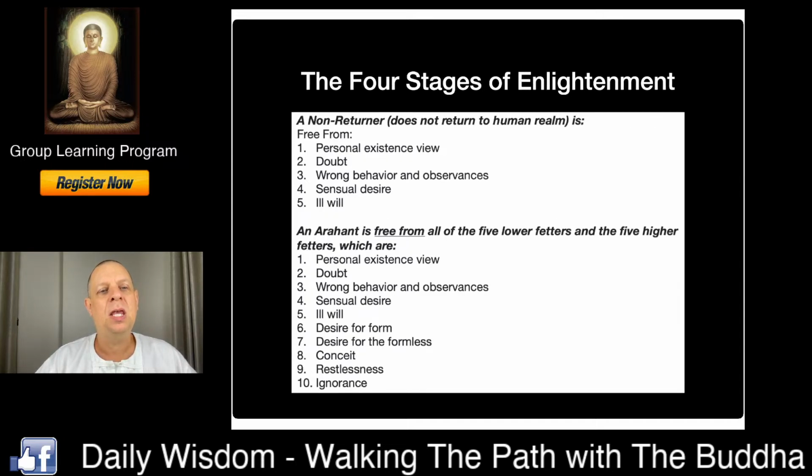Then the third stage of enlightenment is called a non-returner. This is where you've eliminated the 5 lower fetters: personal existence view, doubt, wrong behavior and observances, sensual desire, and ill will. It's all been completely eliminated from the mind, and you're experiencing very minimal discontentedness at this point. Maybe once every 2 months, once every 3, 4, 5, 6 months. You're experiencing a little bit of ickiness. It's very infrequent and it's very insignificant when it occurs. It might be for 30 seconds or maybe a couple of seconds, and the mind basically deals with it and you move on.